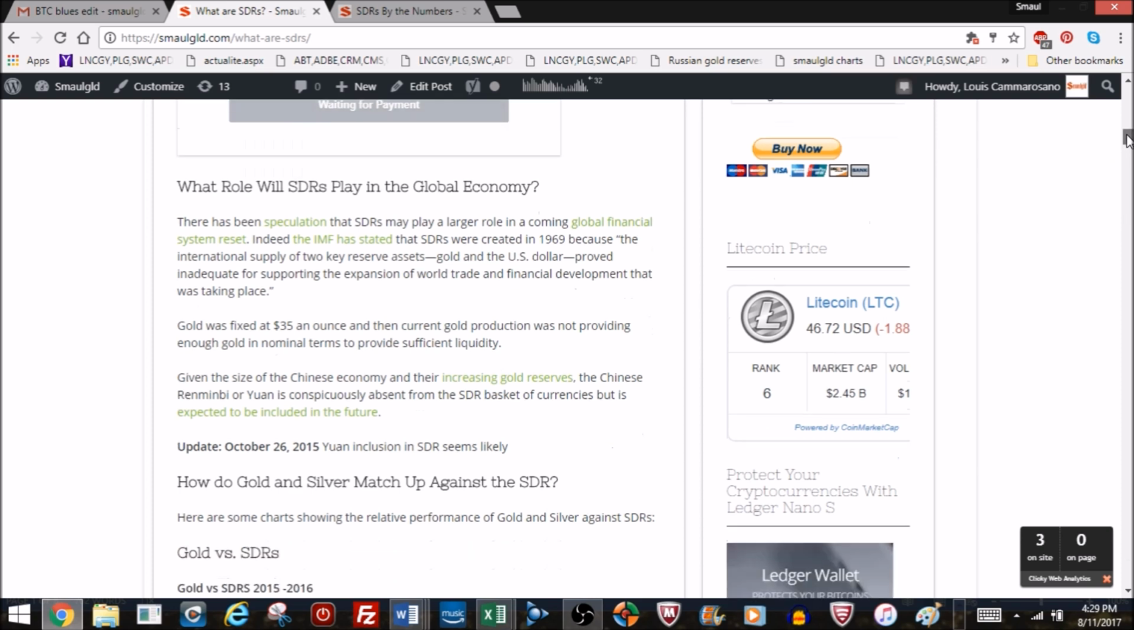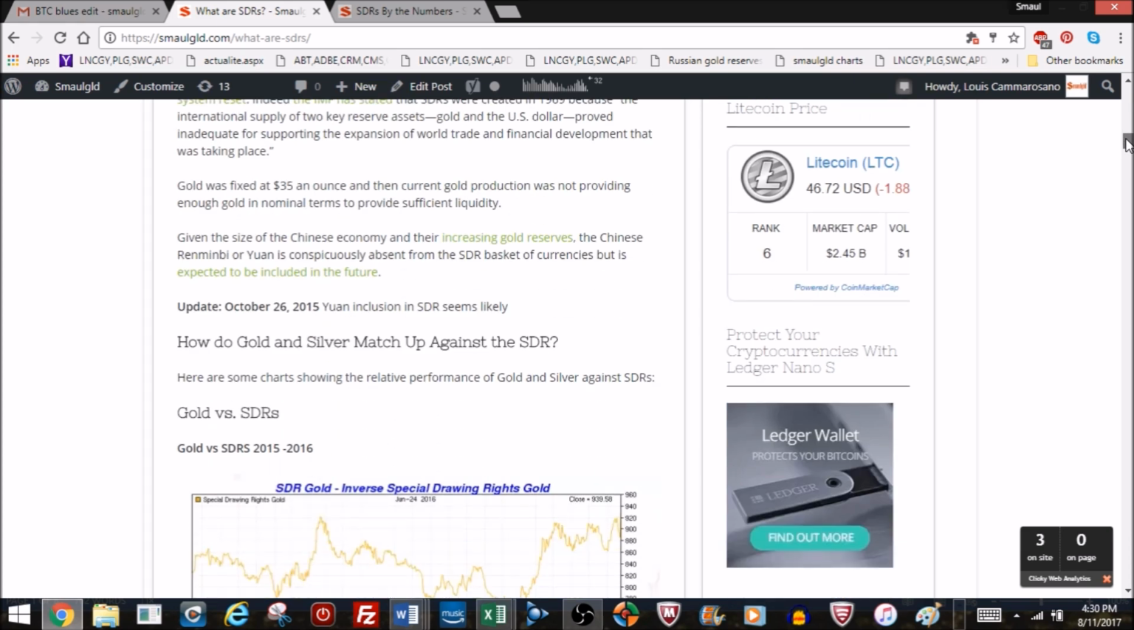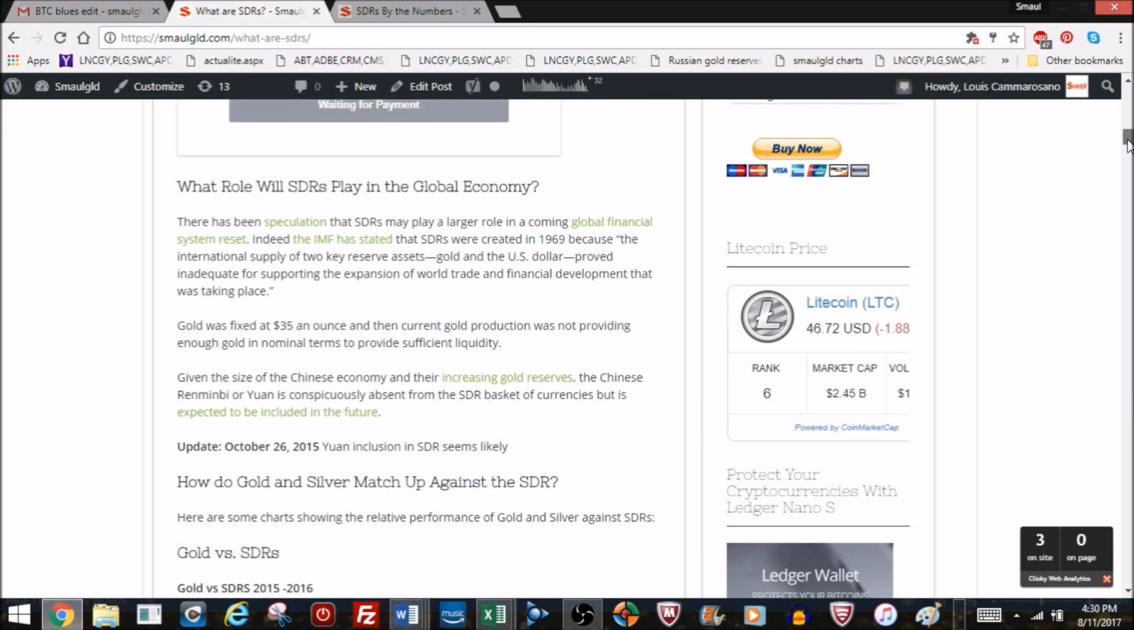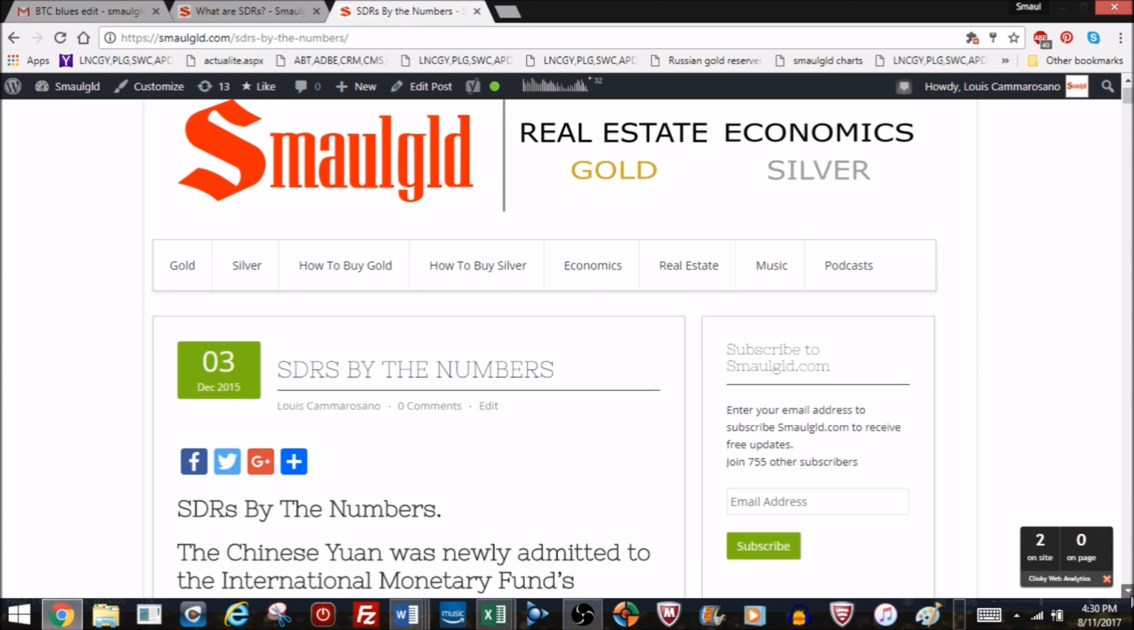Let me just quickly show you. These charts are not up to date, but it shows you how the SDR is priced. It's very easy to figure out the price. You take the basket of currencies and the percentages of who owns what: the percentage of dollars, yen, euro, pounds, and yuan. Then you take the prices of those, blend them together, and figure out the price of the SDR. And the SDR versus gold over the last 30, 40 years has gone down. Why? Because the value of the currencies in the basket has gone down versus gold. All right, let's take a look now at SDRs by the numbers.